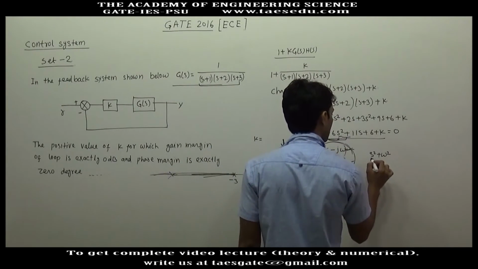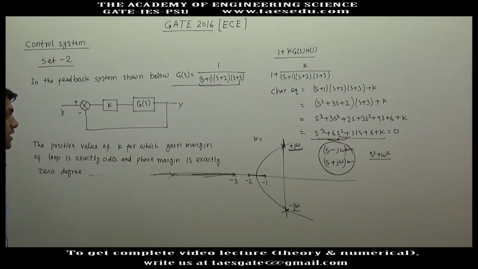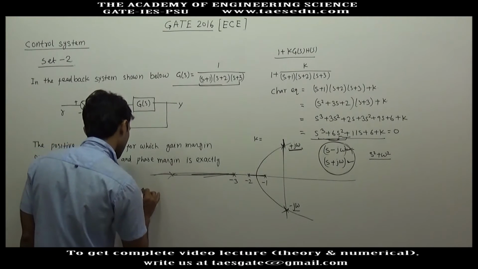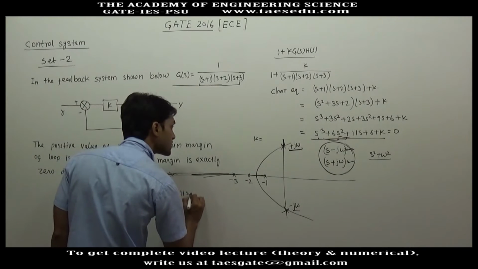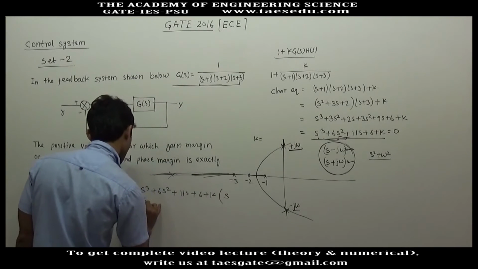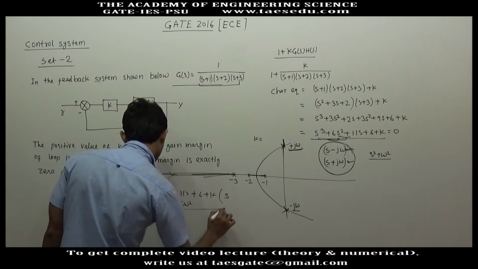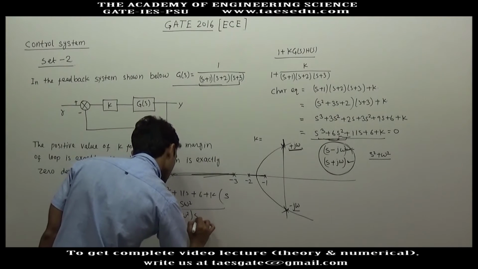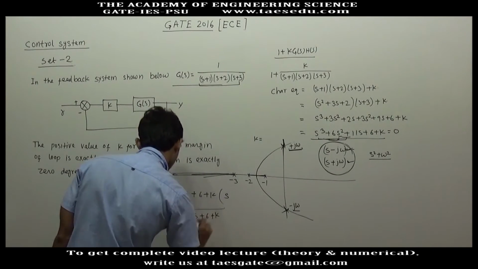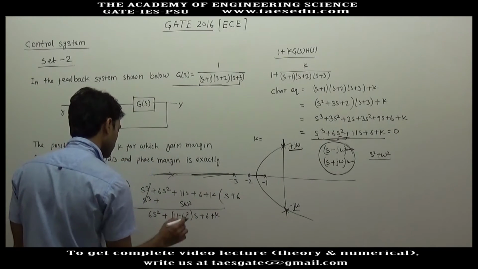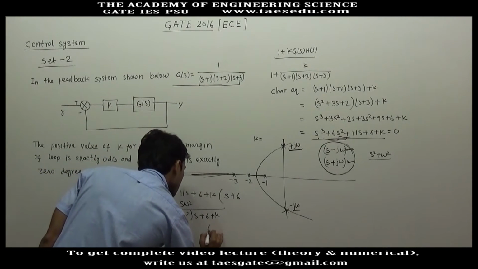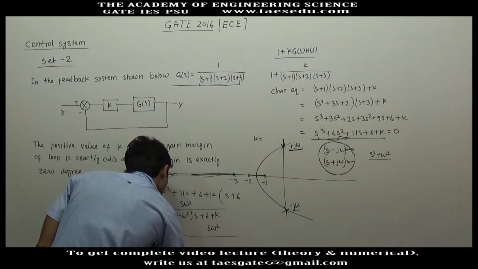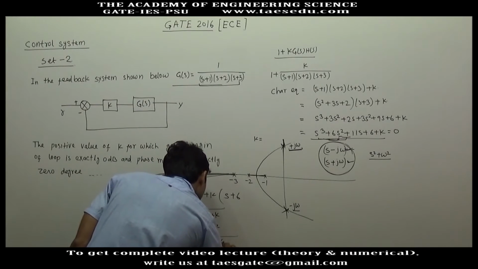So if you divide this equation by s square plus omega square, you have to get the remainder as 0. So if you divide s cube plus 6s square plus 11s plus 6 plus k by s square plus omega square, you will get 6s square plus (11 minus omega square) into s plus 6 plus k, then you will get 6s square plus 6 omega square. The remainder is (11 minus omega square) into s plus 6 plus k minus 6 omega square.